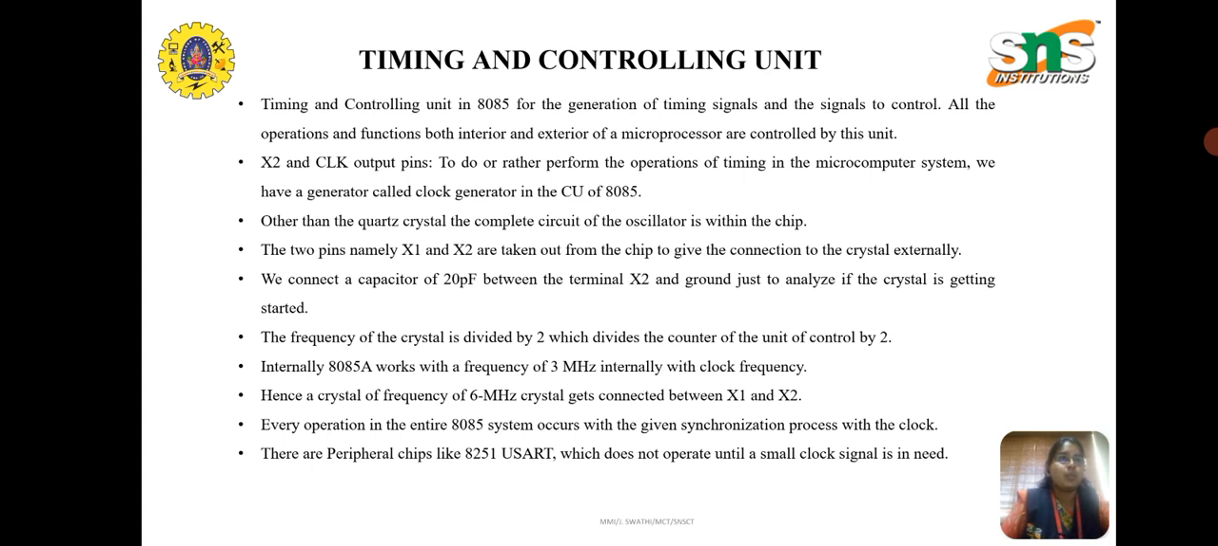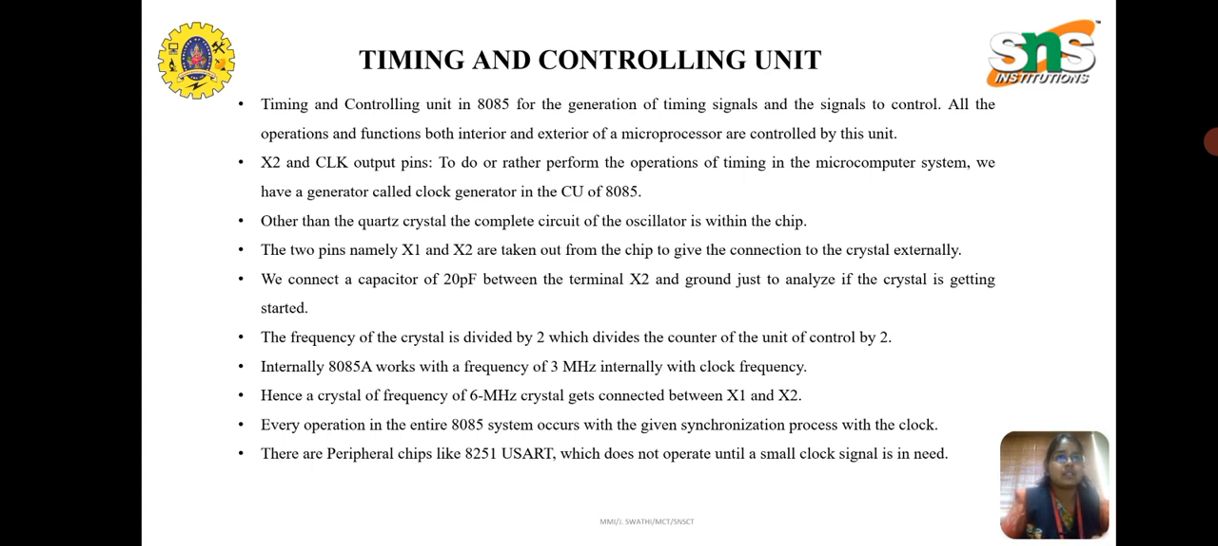We have two pins, X2 and clock output, to perform the timing operations in the microcomputer system. We have a clock generator in the control unit of 8085. Other than the quartz crystal, the complete oscillator circuit is within the chip. The two pins, X1 and X2, are taken out from the chip to connect the crystal externally. We connect a capacitor of 20 pF between the terminal X2 and ground, just to check if the crystal is getting started.